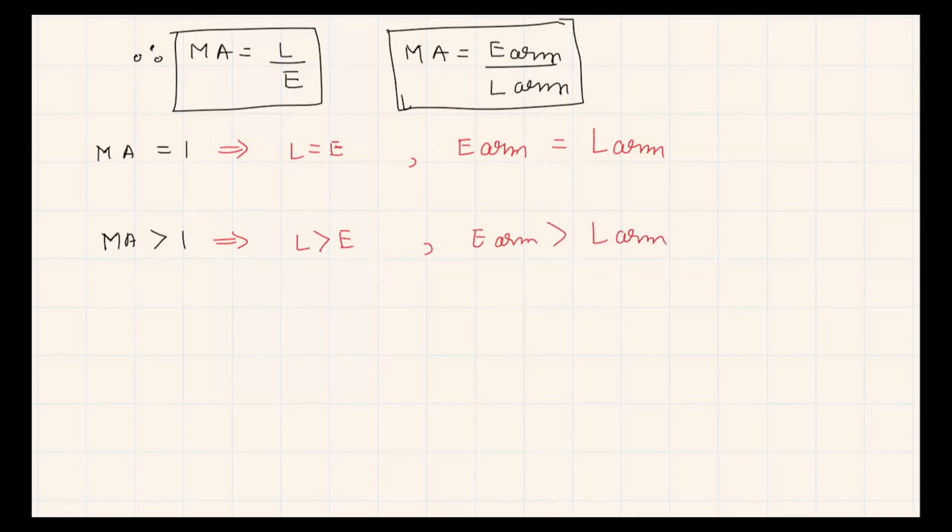Now here we have MA less than 1. What will that imply? That load is less than effort, and effort arm is smaller than the load arm. So what is the meaning of MA greater than 1? What is the meaning of MA less than 1? If a machine has a mechanical advantage more than 1, less than 1, or equal to 1, what does that mean? I'm going to write that over here.